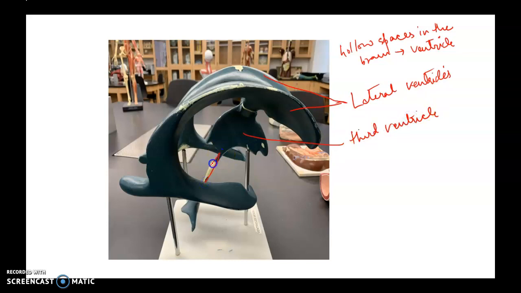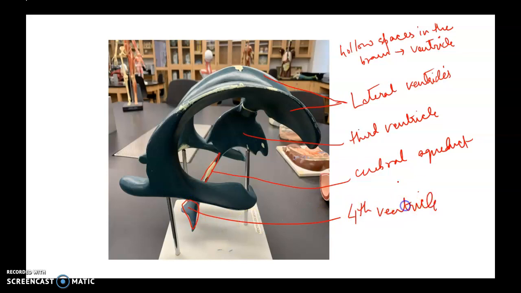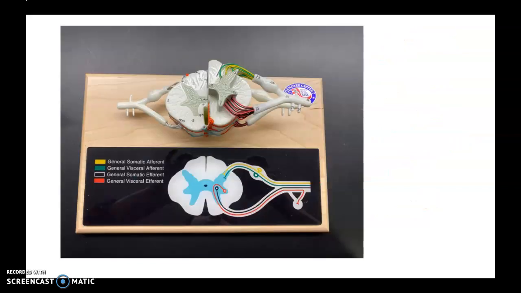This duct that comes down from the third ventricle is called the cerebral aqueduct. And then this portion is the fourth ventricle. So let's review. We have two lateral ventricles. Then we have a third ventricle. The tube that connects the third ventricle to the fourth ventricle is called the cerebral aqueduct.